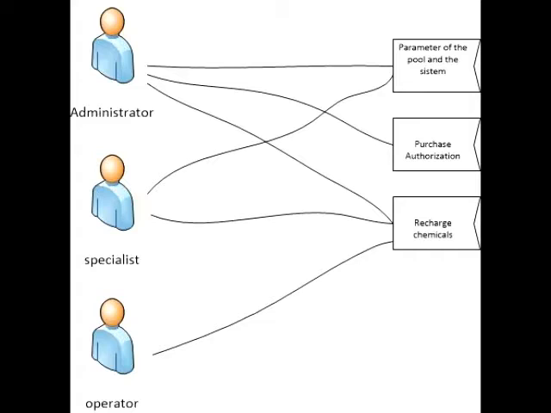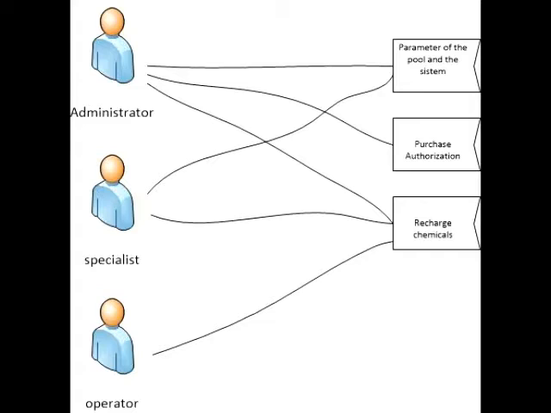We have three types of user. One user is the administrator, the final user or owner of the system. Another is a specialist, who can go to the home and configure it the first time, or is the technician of the company who sells the product. And the operator.